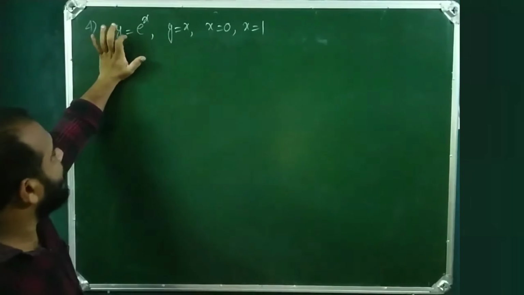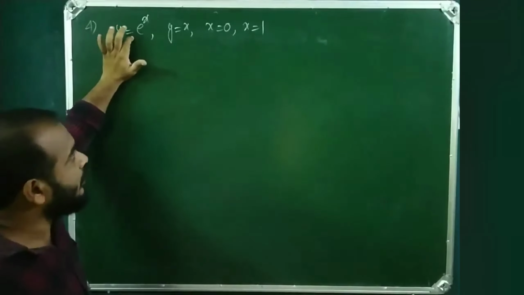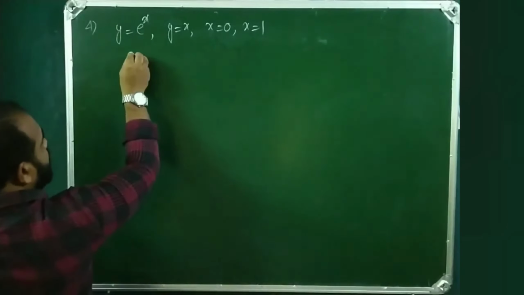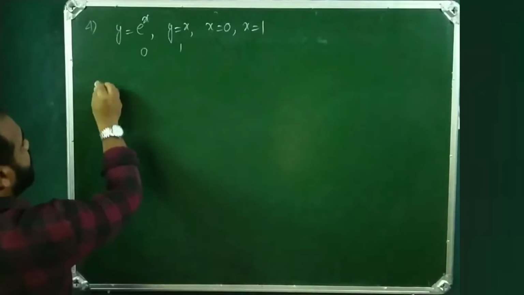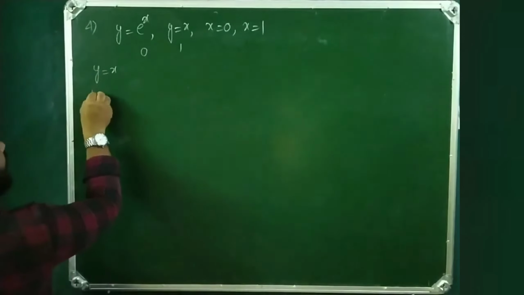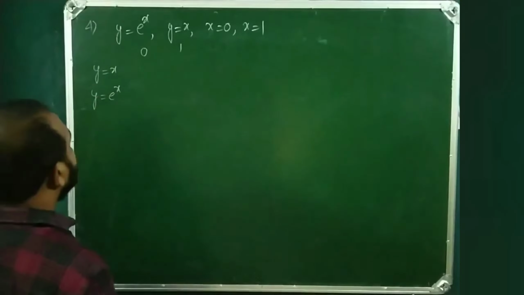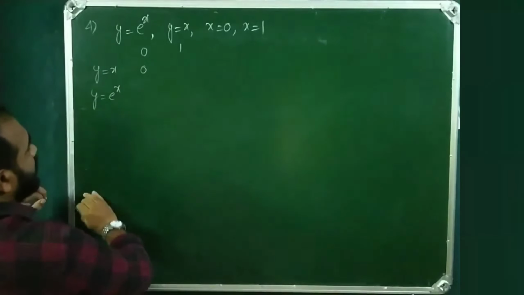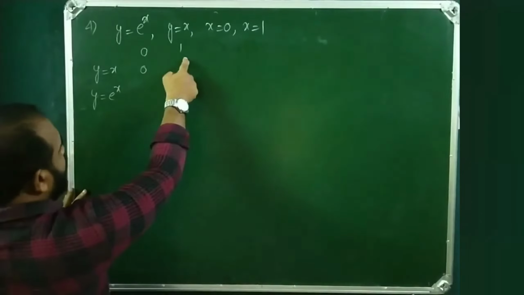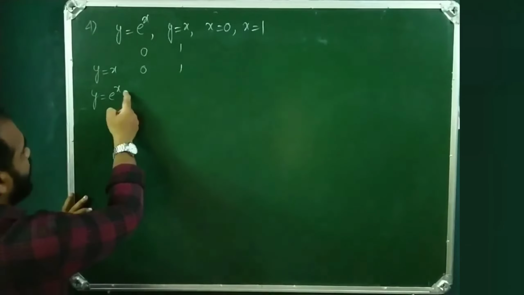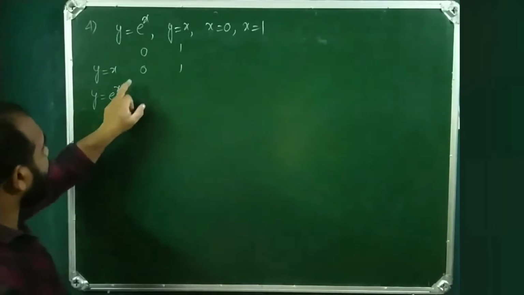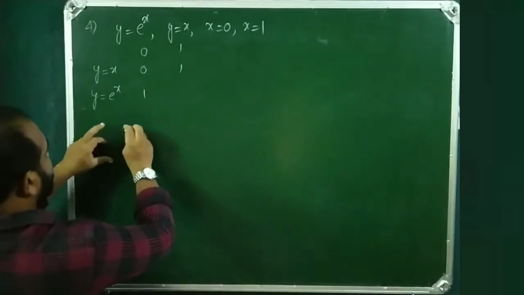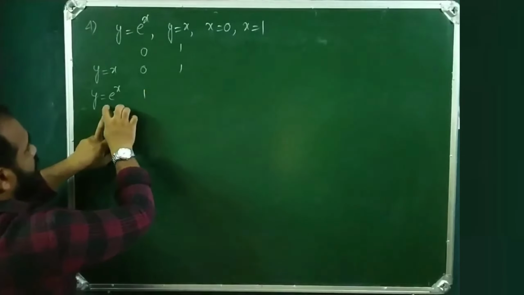But we don't know the behavior of y equals to e power x. That's why x equals to 0, x equals to 1, let us take and substitute in that. So y is equals to x curve, y is equals to e power x curve. So y is equals to x. If x equals to 0, y is equals to also 0. If x equals to 1, y equals to also 1. Now, this e power x: if x equals to 0, e power 0 is 1.